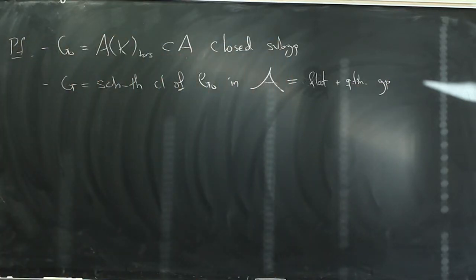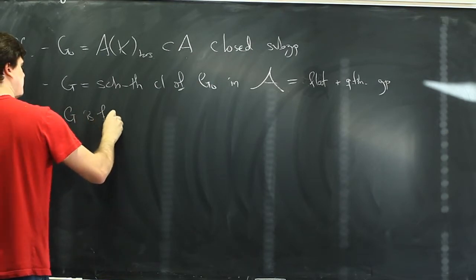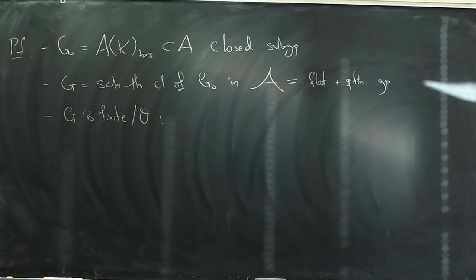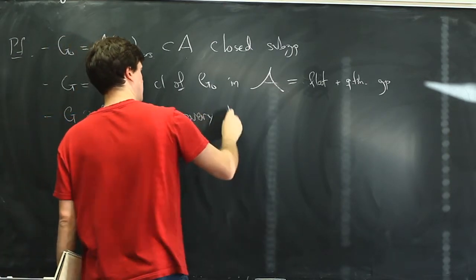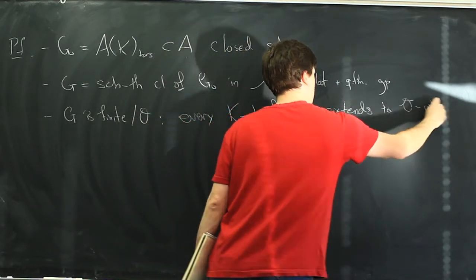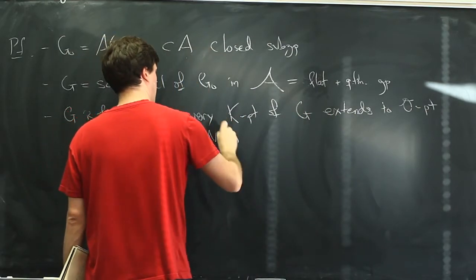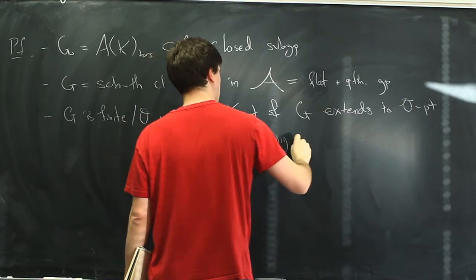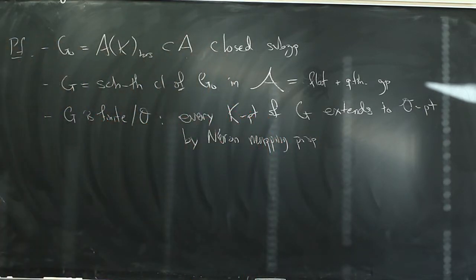Okay, and then there are two key points. The first one is that G is actually finite. One way that you can see that is to use the valuative criterion for properness. You just have to check that DVR points over fields extend to their DVR rings. All the points of G are K-rational, so you just have to check for the K-points. And every K-point of G extends to an O-point by the Néron mapping property. That implies that G is proper over O, and since it's also quasi-finite, it's finite.